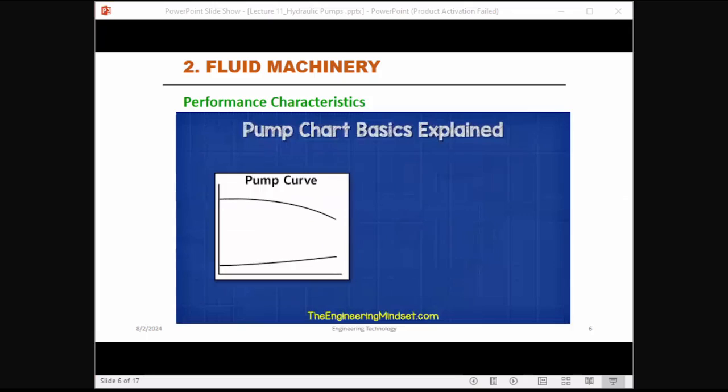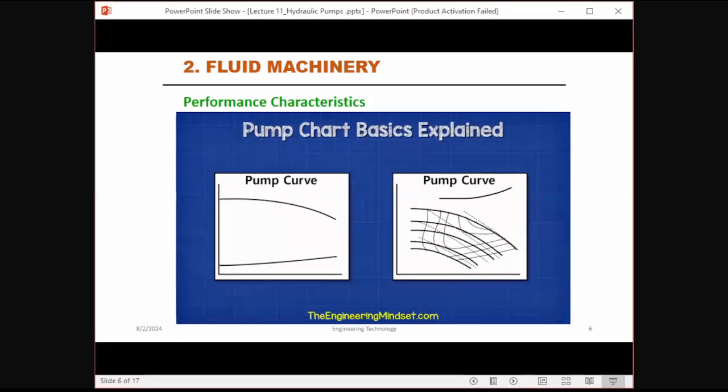The basic pump curve looks like this, but they do get more complicated and look something like this. And understanding these characteristics is important for the selection, operation, and troubleshooting of centrifugal pumps. Okay, then you can identify various engineering applications, and after that you can select a pump.